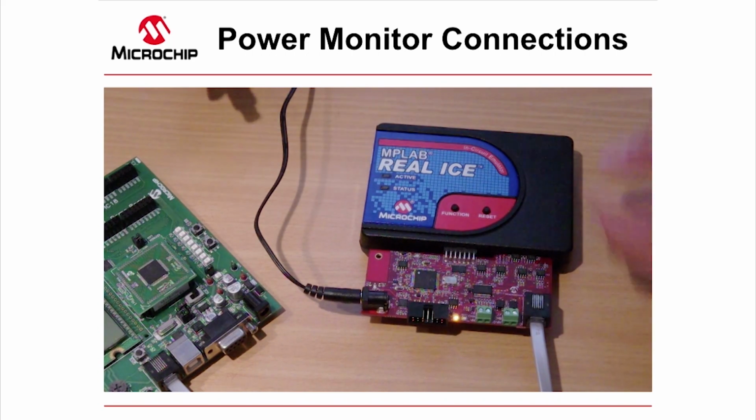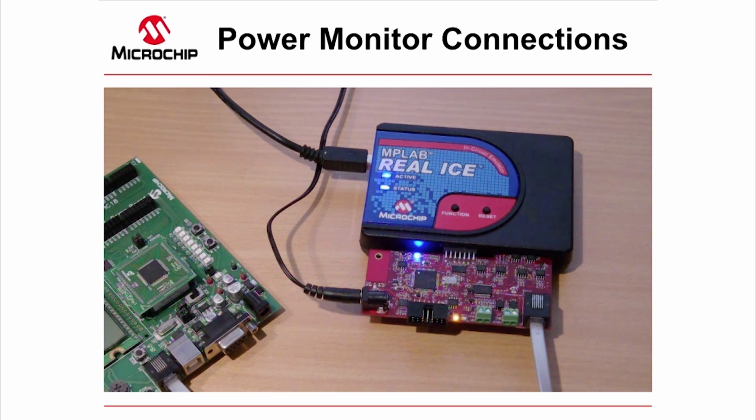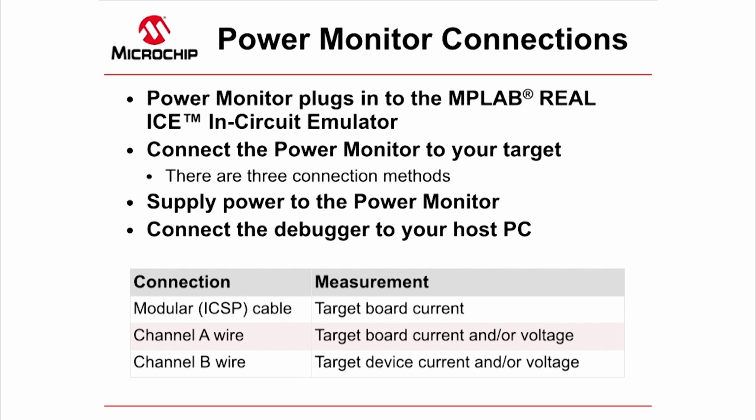Connect the power supply to the power monitor board and ensure the Real-ICE USB cable is connected to the debugger and your host PC. Using the modular cable from the power monitor to the target board is the simplest connection. The other two connection methods, tabulated here, require additional wiring to either the channel A or channel B terminal blocks on the power monitor board. These connection methods allow target board voltage to be monitored, as well as current, and can also be used to monitor the voltage and current of the actual target device, rather than the entire board.